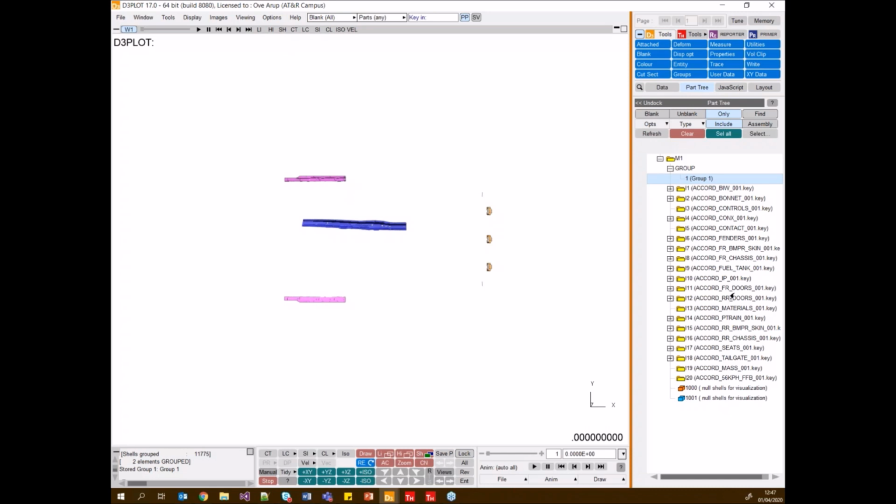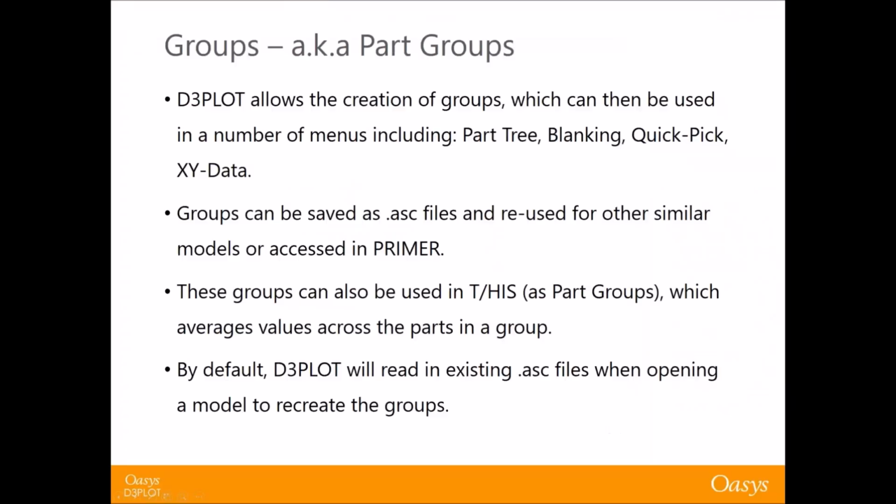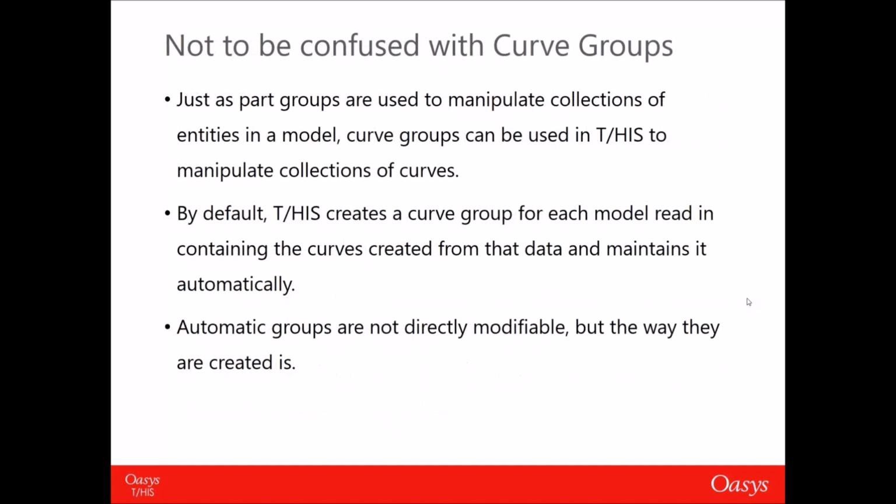The .asc file that is created for these groups can be accessed in Primer, as I've said, and also in THIS. And that means that in THIS, you can plot data for a certain part group. As I've said, in THIS, they're referred to as part groups. This is an important distinction because THIS also has a groups tool, but that deals with curve groups. They're quite similar to part groups in that they are used to manipulate collections of curves.